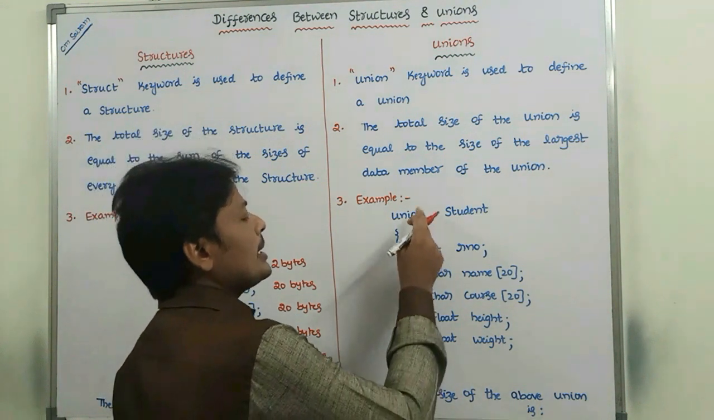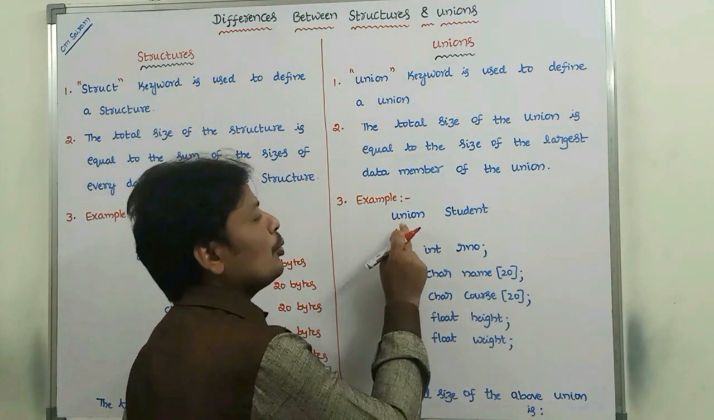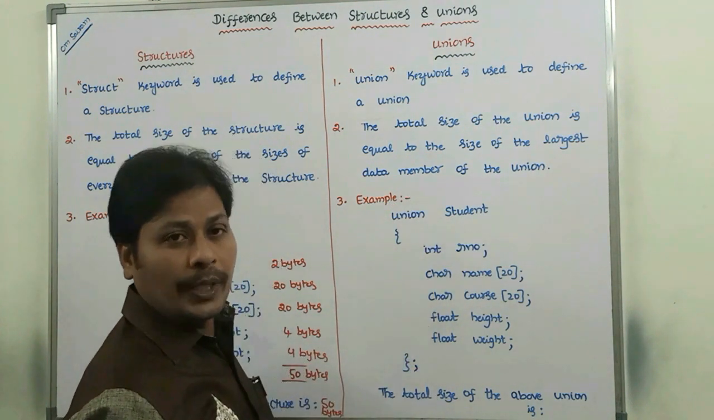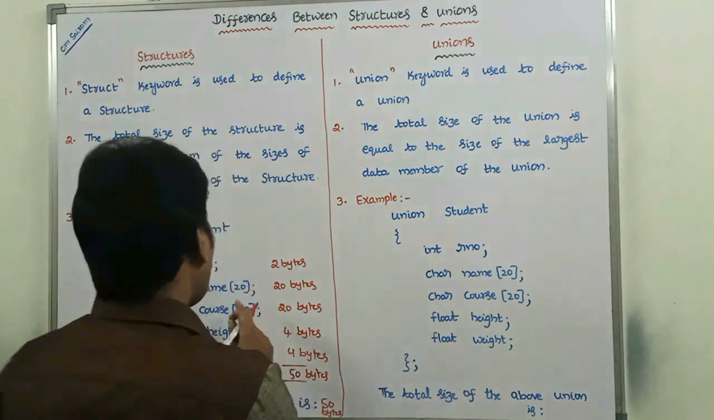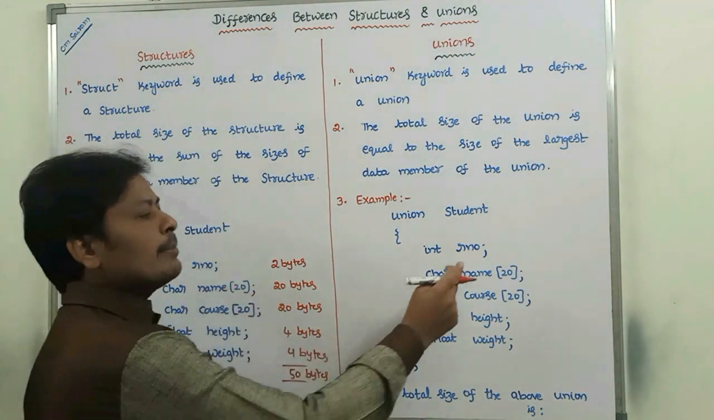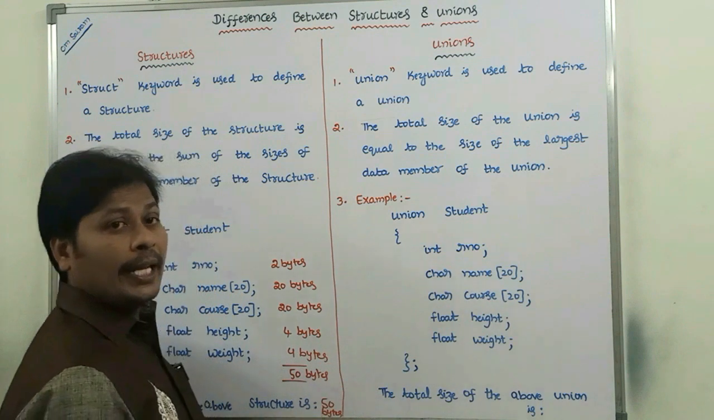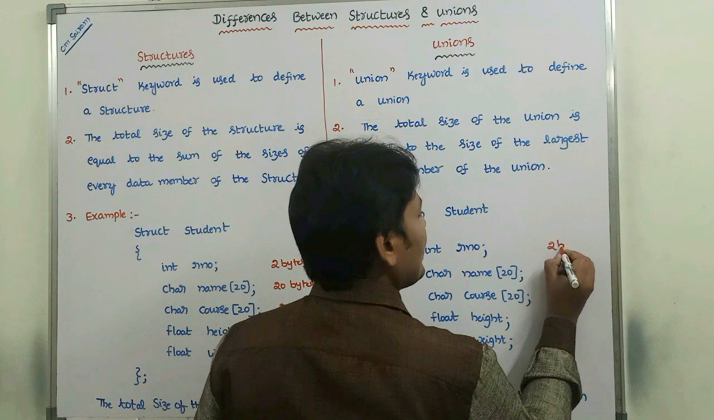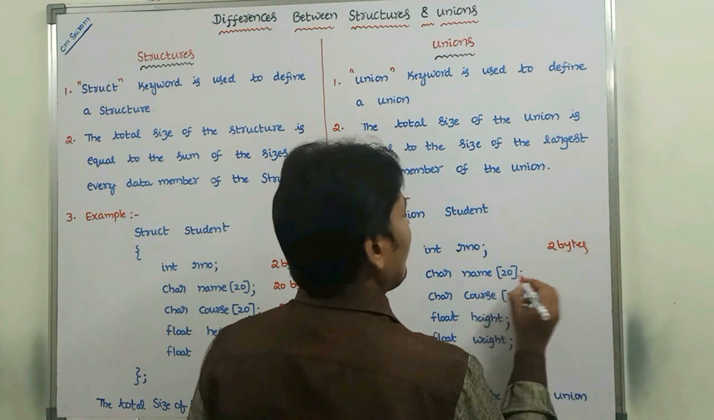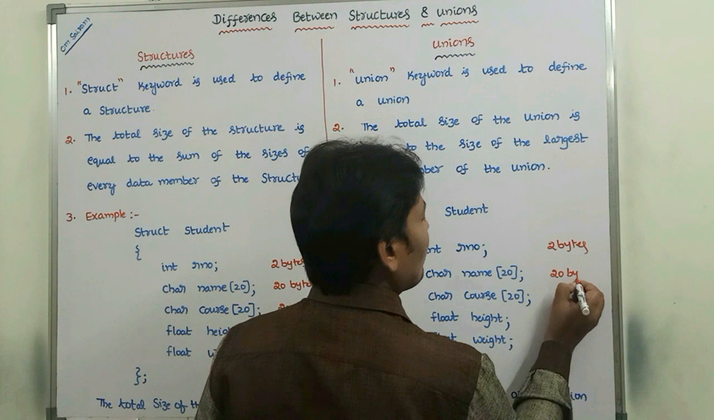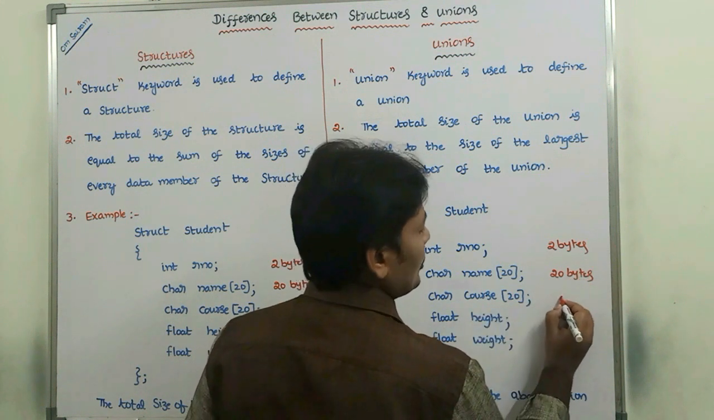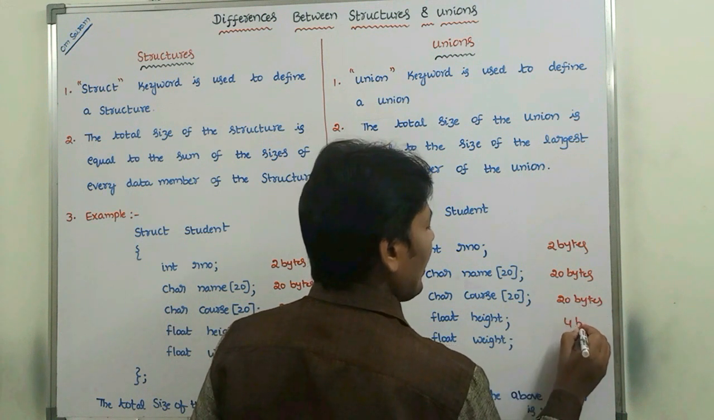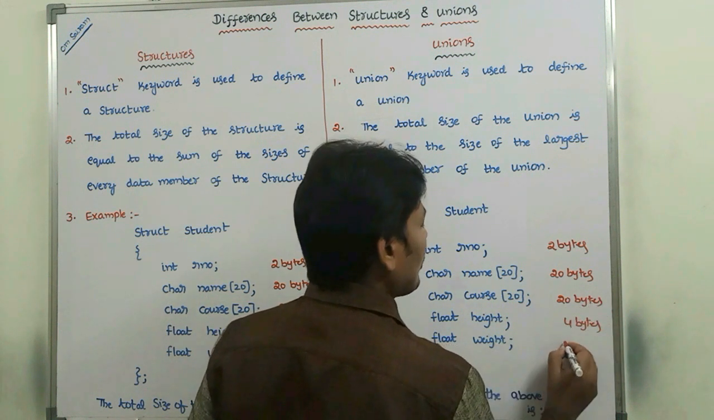So consider this example. Union student. These are the data members of the union. Whatever data members are there, the same data members are also taken in the case of union. Here it occupies 2 bytes, same as in the structure. It occupies 20 bytes of memory. It occupies 20 bytes of memory. It occupies 4 bytes. It occupies 4 bytes.